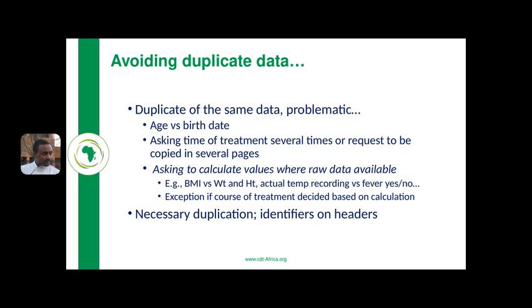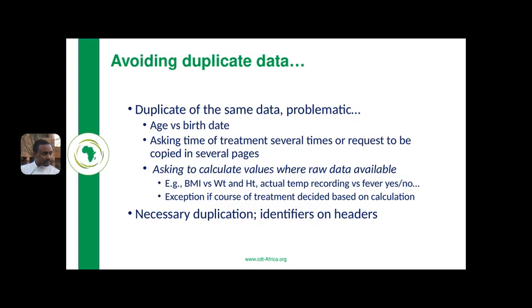The other example is asking to calculate values where raw data are available. BMI is a good example. If the CRF is requesting BMI, weight, and height at the same time, then discrepancies are more likely to occur. Or actual temperature versus saying there is fever or no fever. Again, these types of things are going to result in discrepancies. So what's recommended here is to just give the raw data, and data management makes the calculations and the categorizations.